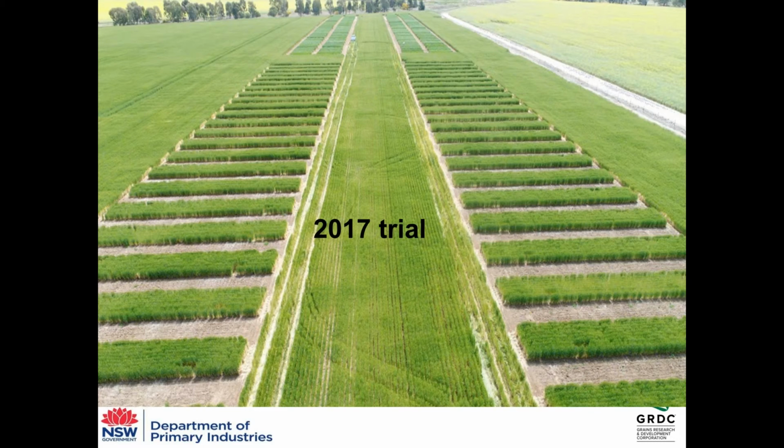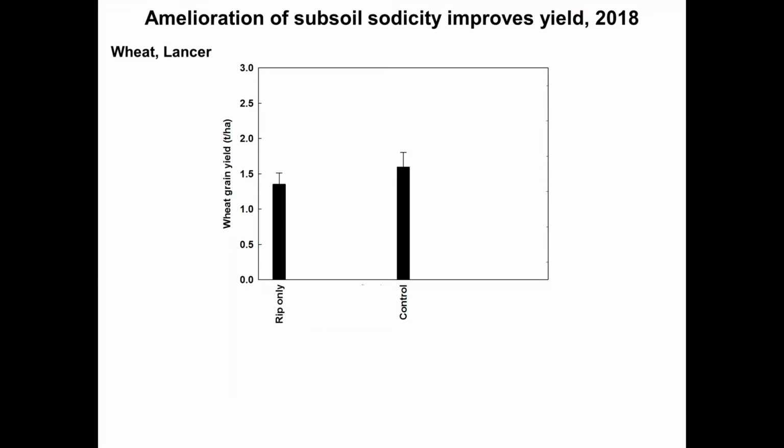Okay. So the most important thing that farmers and agricultural consultants ask is the yield. What is the yield response of the crop? So let's talk about the yield first. Here is the result from 2018, which was an incredibly dry season. We had a wheat crop, variety Lanza, and on the y-axis is the wheat grain yield in tons per hectare.